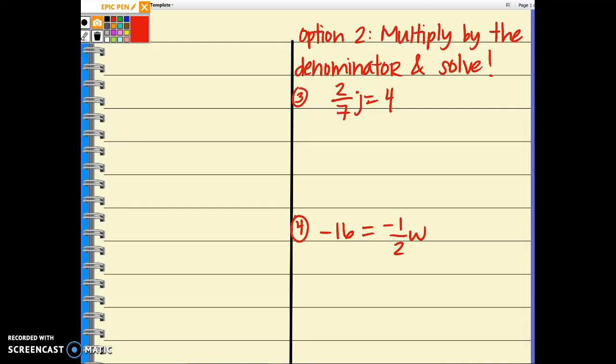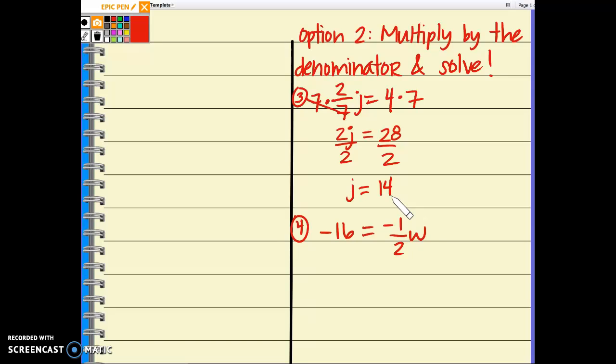Okay, the second option for solving if your coefficient is a fraction is to multiply by the denominator. So multiply both sides here by 7. That cancels, so that leaves me with 2 times j equals 28. Divide both sides by 2. We get j equals 14.